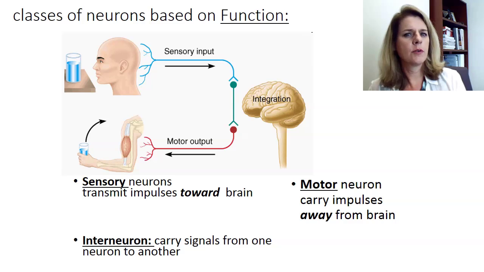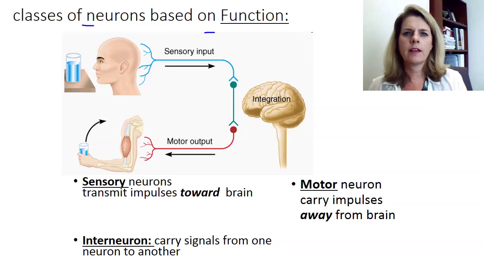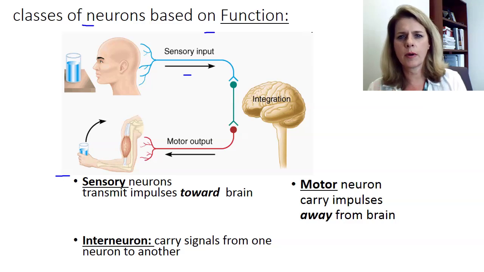Now, because we're doing anatomy, we love to classify. And so we can classify these neurons with function. So what do they do? And you've seen a similar picture up to this earlier. And so the first function of a neuron is sensory. It's input. So you have sensory neurons that take information toward the brain.